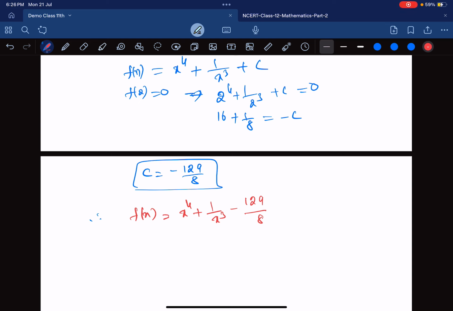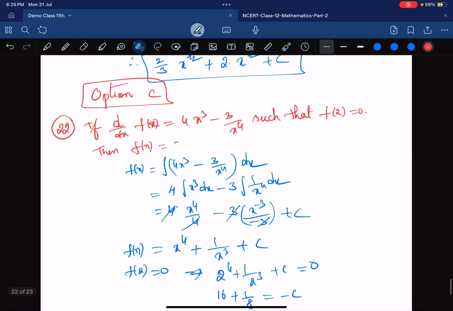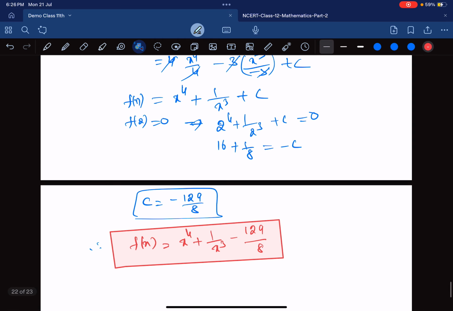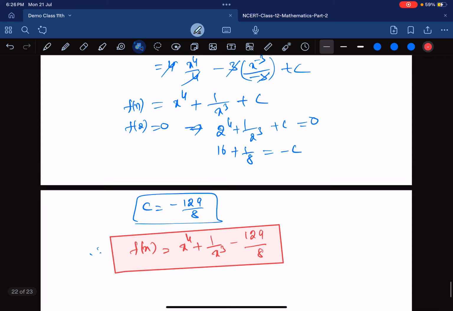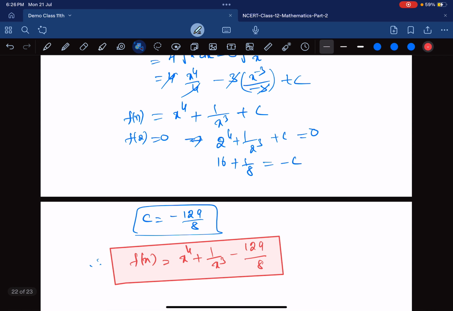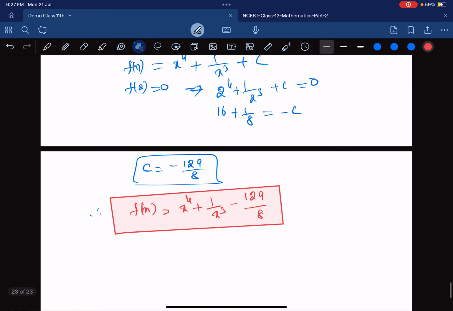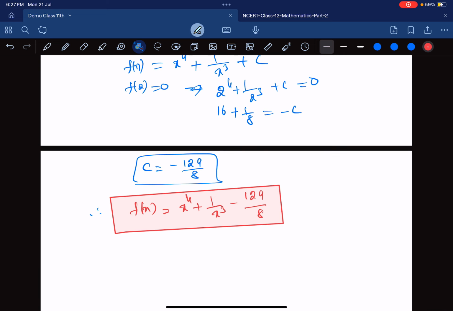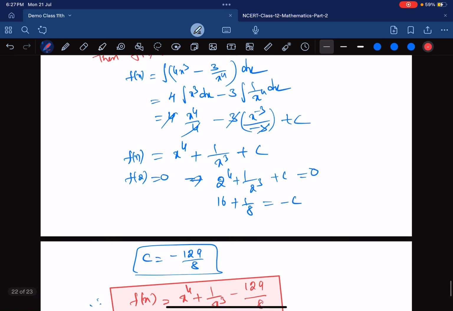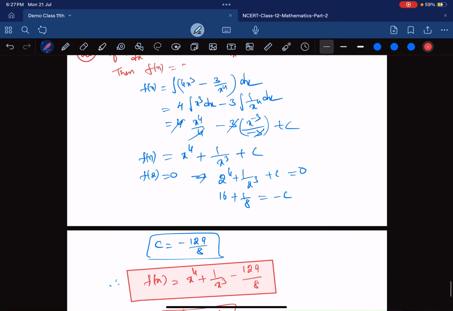So this is the function when f of 2 is 0. When f of 2 is 0, then f of x is x power 4 plus 1 by x cube minus 129 by 8. So we have the first option, option A, as the correct answer. Even this is a most repeated objective in board MCQs.